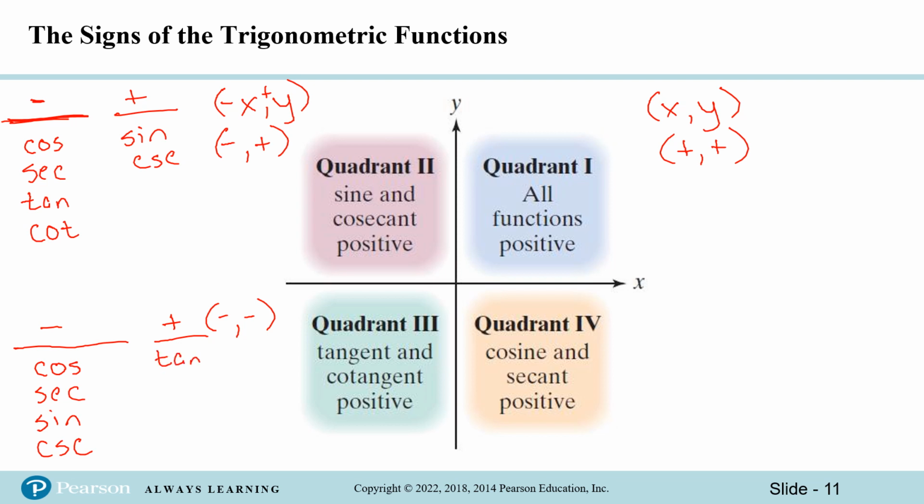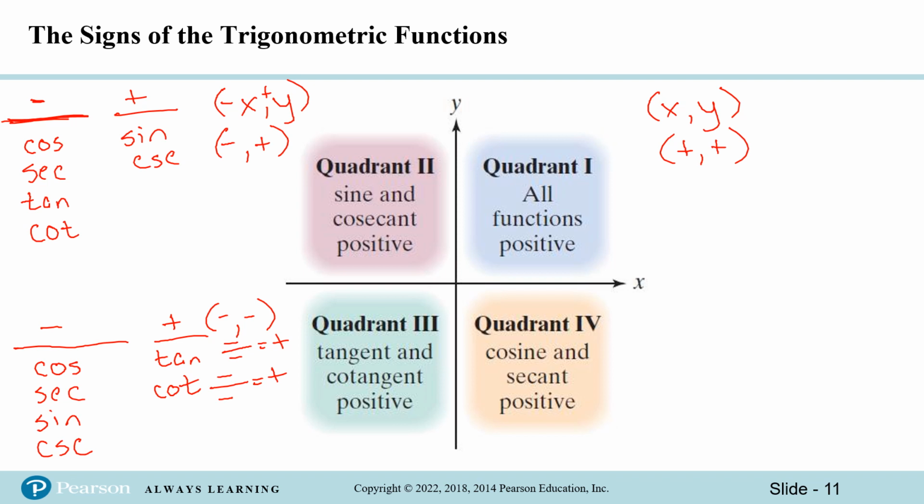Let's talk about why. The cotangent and the tangent are both positive because for the tangent, we do y divided by x. In other words, we have a negative divided by negative, and that's positive. And same thing with the cotangent. We have the x over the y, they're both negative, and a negative divided by negative is positive. So there's only two functions that are positive in quadrant 3.